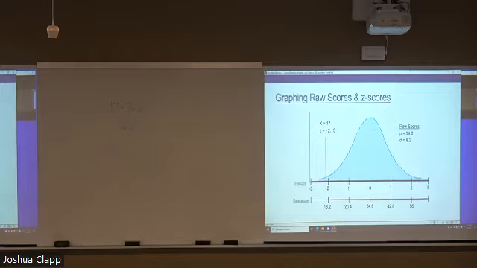Mandy, this is not quite 2.2 standard deviations below. Is this a typical score in this distribution? No, it's not. It's out there towards the tail, right? So I can start to infer things about the characteristics of this score based on that z-score. It tells me a lot of things.